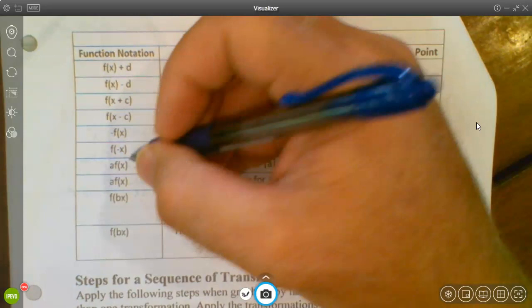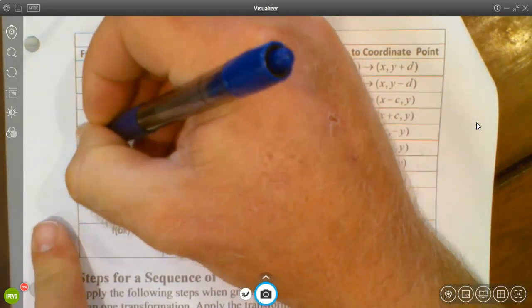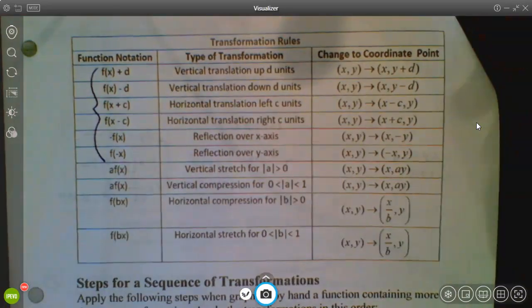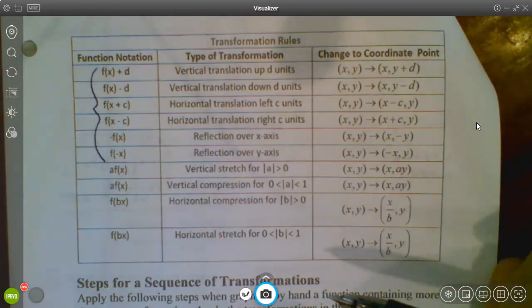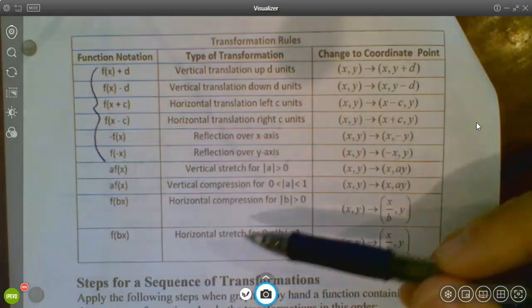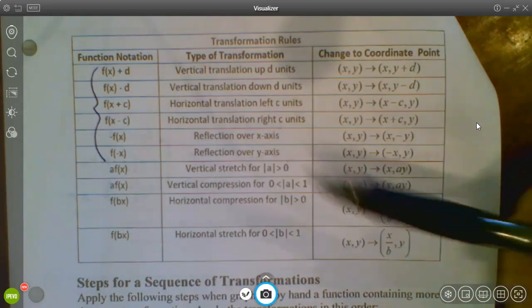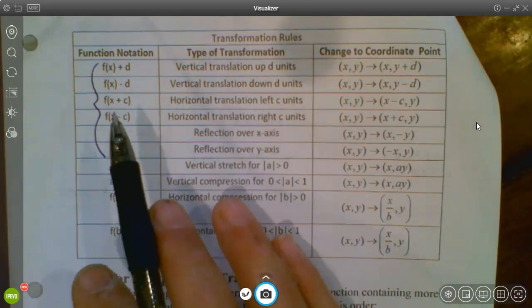So these, for sure, I know you guys would have at least done those last year. I don't know if your teacher got into stretches and compressions, so this might be the new portion of it, but I know you would have at least done all of those. And so here's just a quick reminder of those rules.